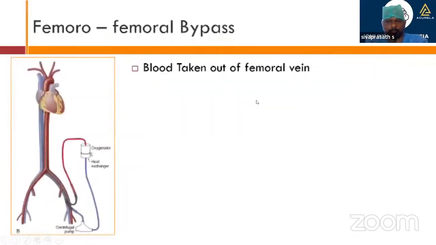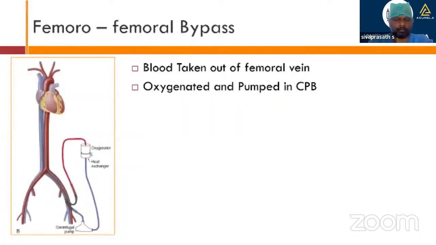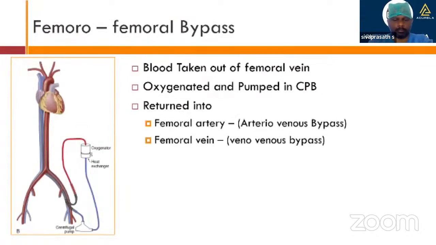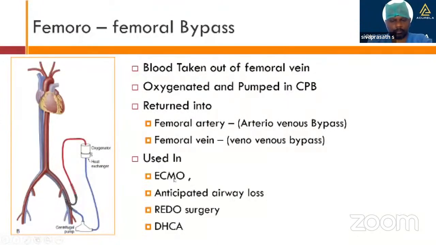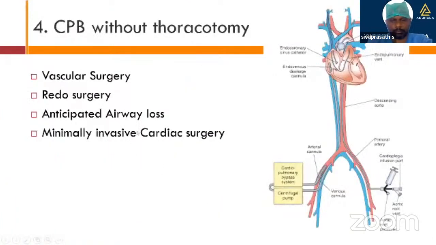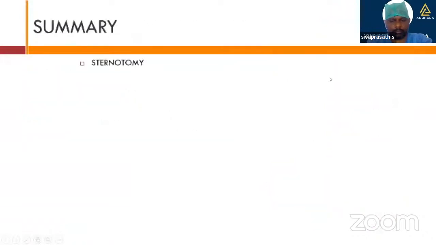Femoral bypass is commonly used in ECMO. Blood is taken out of the femoral vein, oxygenated and pumped back from the CPB and returned to the femoral artery. It's called arteriovenous bypass, or if the femoral vein is used, venovenous bypass. It's commonly used in ECMO, anticipated airway loss, redo surgery at deep hypothermic cardiac arrest. Can also arrest the heart even without doing a thoracotomy. See, there's a cardioplegia line going in, and there's a balloon there. Instead of crossing, the balloon occludes the aorta and delivers the cardioplegia.